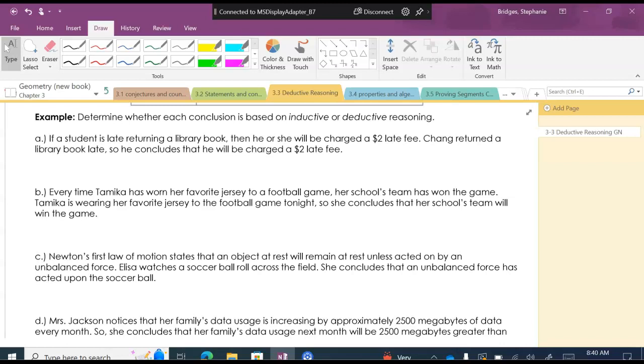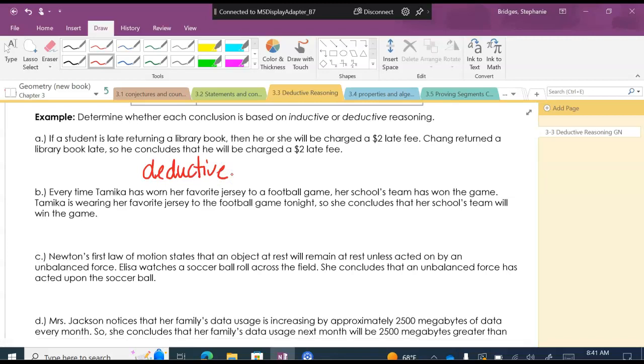If a student is late returning a library book, then he or she will be charged a $2 late fee. Chang returned a library book late, so he concludes that he will be charged a $2 late fee. Is that inductive or deductive? Patterns and observations or rules and definitions? Deductive, right? Rules and definitions. That was the rule. So we would just write deductive here. If it's like a rule, deductive. If it's something you observe, then it's inductive.